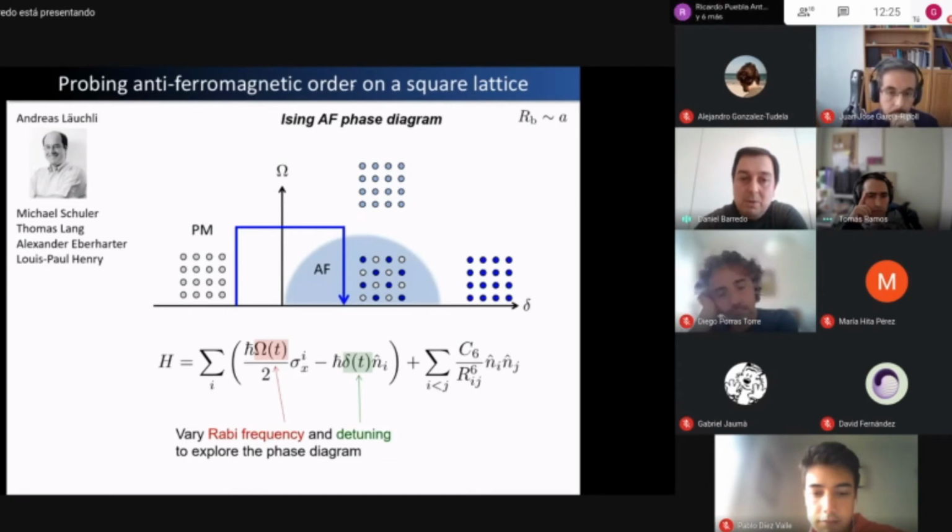So what we are going to do in these experiments is start with all the atoms in the ground state. We will turn on our laser with radio frequency omega, then vary the detuning, as you see here, and then finally switch off the lasers. Then eventually we will try to prepare the ground state in the antiferromagnetic phase.